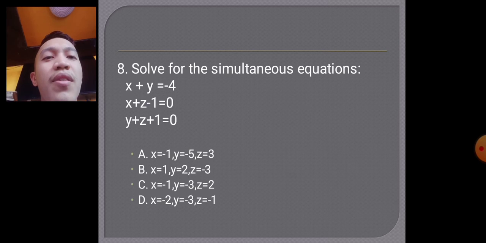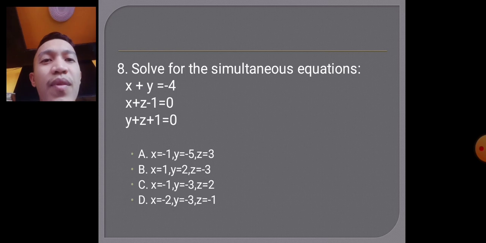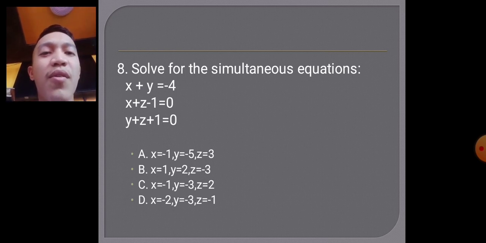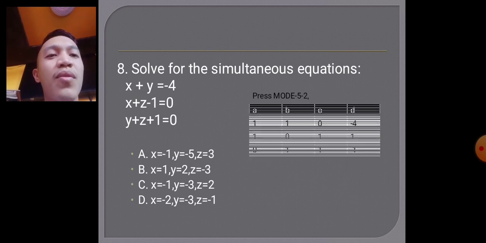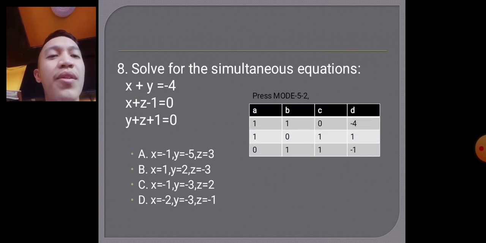For question number 8, solve for the simultaneous equations. x plus y equals negative 4, x plus z minus 1 equals 0, y plus z plus 1 equals 0. So we are tasked to find the value of x, y, and z. We have the choices below. Now, to do that using our calculator, we press again mode 5 and 2. Then the table will appear.